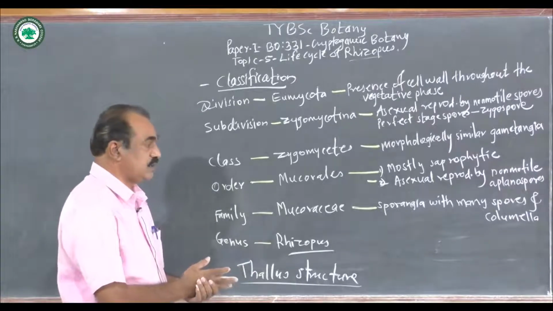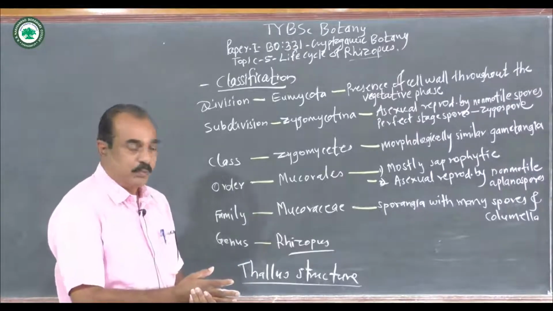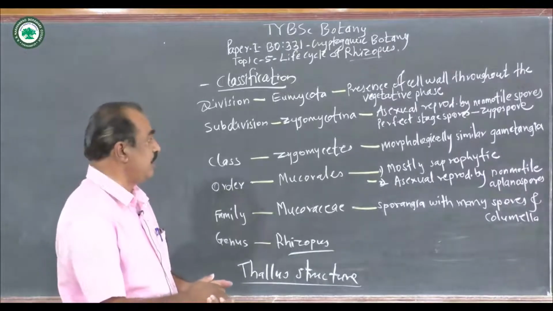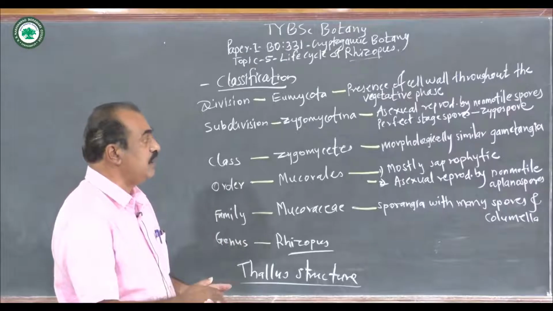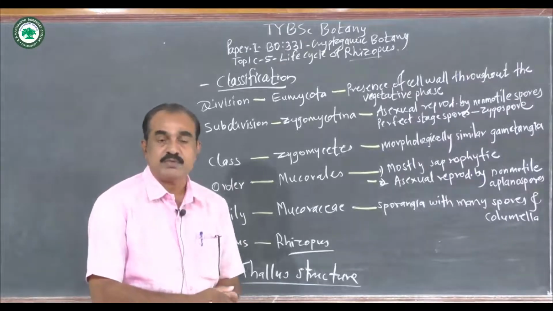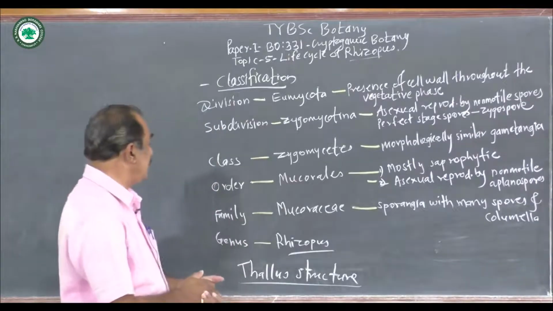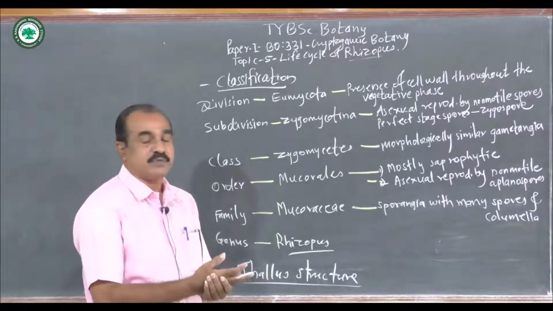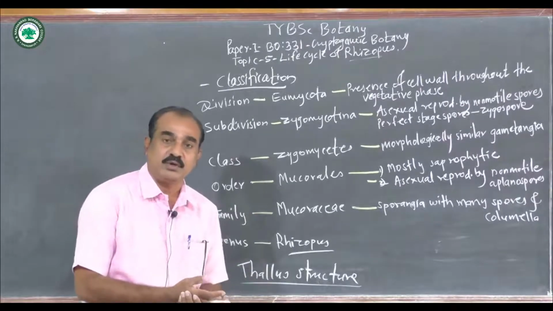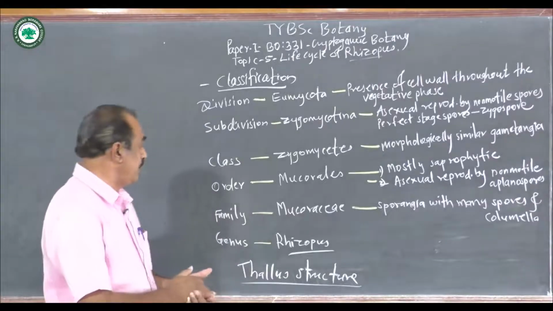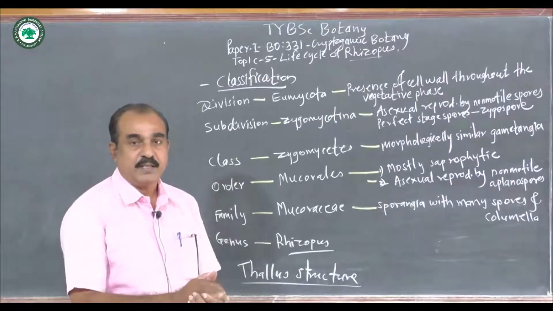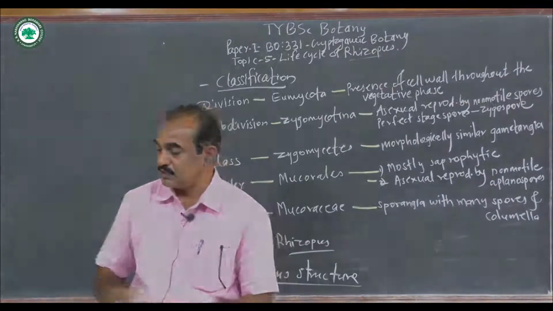Order Mucorales. The reasons: number 1, mostly they are saprophytic in mode of nutrition. Second, asexual reproduction by non-motile aplanospores, or simply the spores. Then family Mucoraceae, that is, sporangia with many spores, and at the base there is the columella in the sporangia, and genus Rhizopus. Now this is all about the classification, and the next point is the thallus structure.